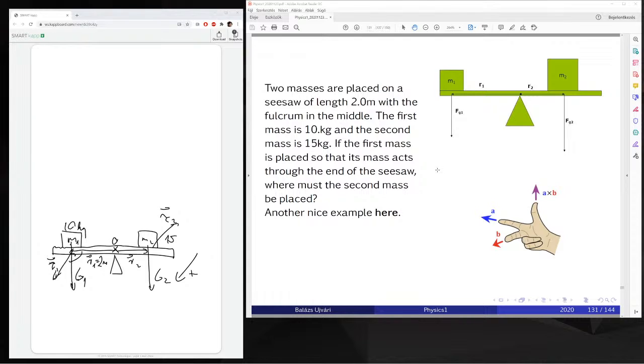torque 1 is 100, so G will be 100 Newton, 100 Newton times 2 meter equal 150 Newton times R2. So R2 will be 200 over 150, that will be about 1.3 meter.